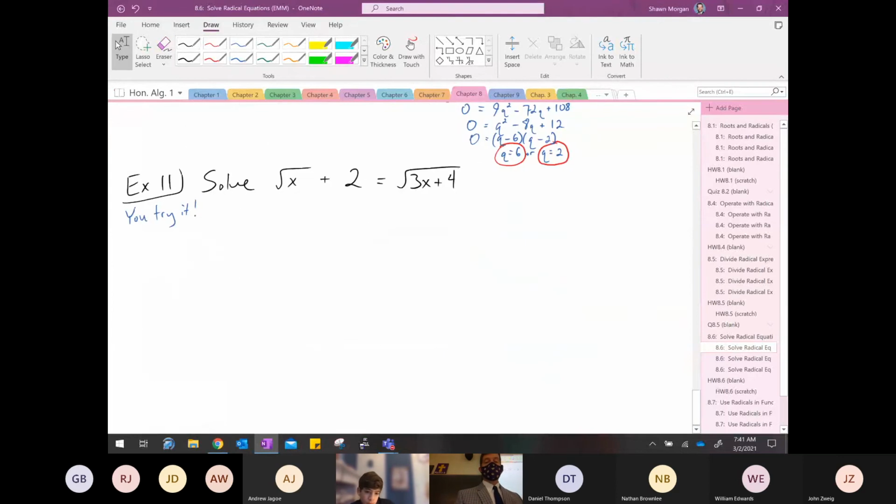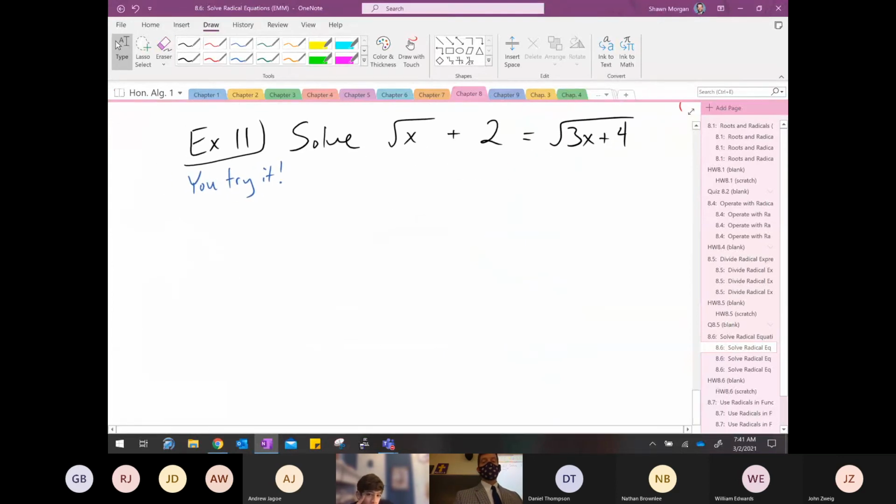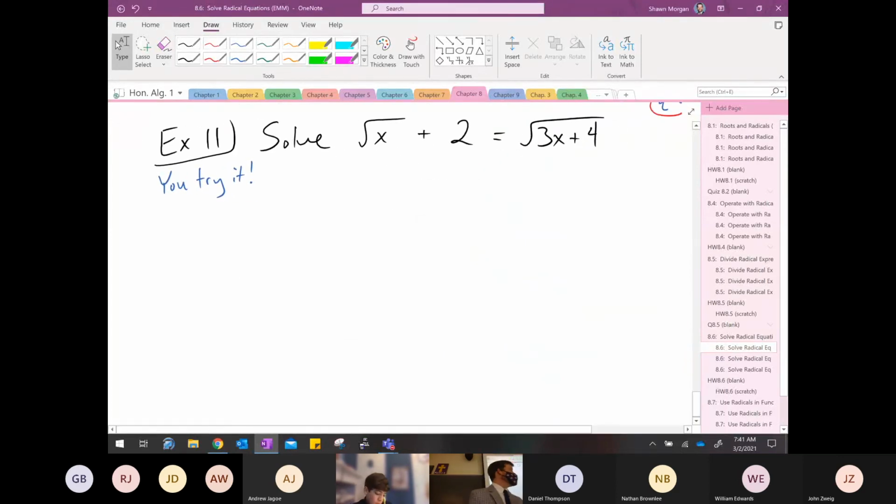Now, you guys, here's your last example. Y'all are going to try one, and this takes a little bit of time. So I'm going to give you about 4 or 5 minutes to chew on this one. Work on this one quietly. Think about your 4 steps. I've already got the more complicated radicand isolated, so you can go ahead and square both sides to begin with. Don't forget your FOIL process.